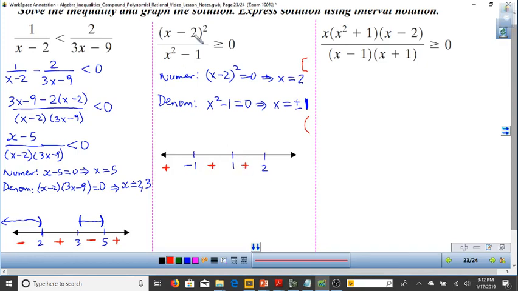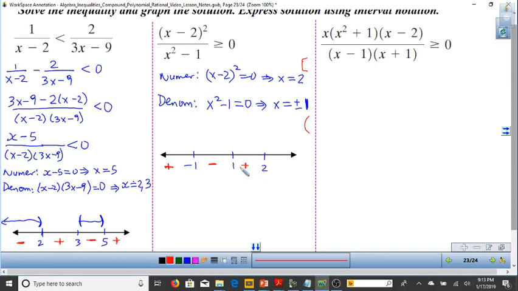1.5 minus 2 is... oh, this was supposed to be a negative right there. Pardon me. So I plug in a number between 1 and negative 1. If I plug in 0, I'm supposed to get a negative. That's where the negative is supposed to be. Apologize for that. I just lost my train of thought.